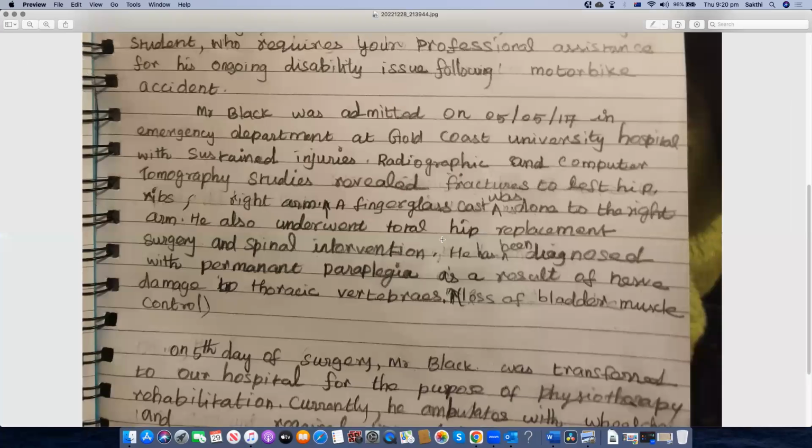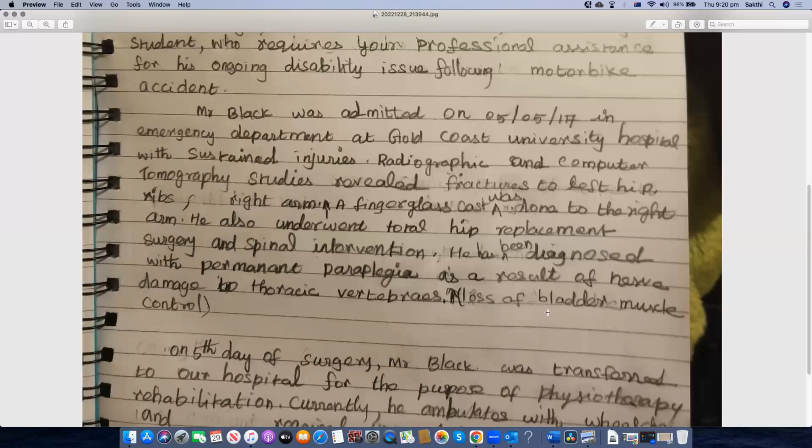"He also underwent total hip replacement surgery and spinal intervention." I'm quite happy with this sentence. There's no issue here. "He has been diagnosed with permanent paraplegia as a result of", what is this? Sorry, I think it's "as a result of nerve damage to thoracic vertebrae."